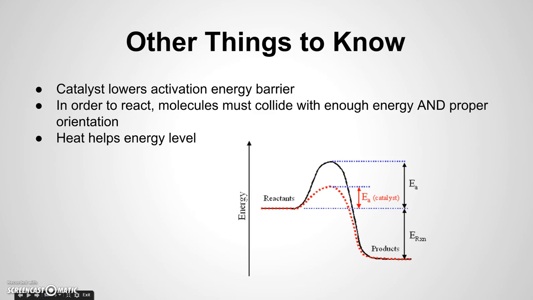A way to lower the activation energy is by using a catalyst. Also, in order to react, molecules must not only collide with enough energy, but also proper orientation. Heat raises the energy level of molecules, giving them a higher chance to react.